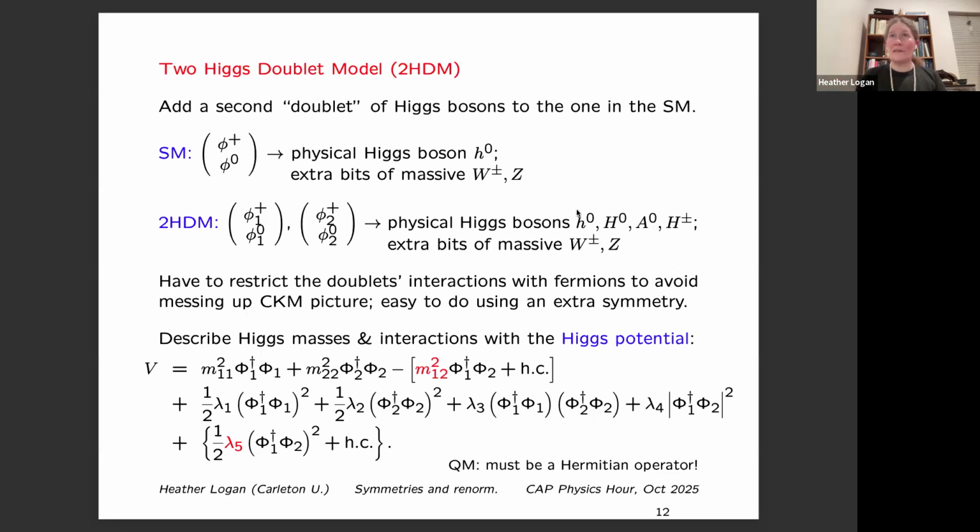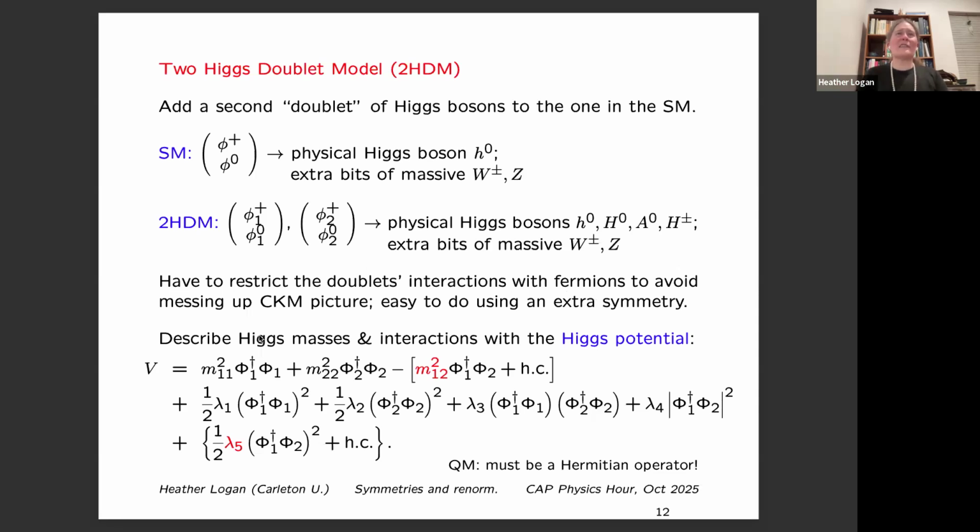So you still have the one that's been discovered, and then you have some extra ones which have not been discovered. They've been searched for at the Large Hadron Collider, and there are lower limits on their masses and stuff like that, but they haven't been discovered. Now you have to do some model building. You have to restrict how the doublets interact with fermions in order to avoid messing up the CKM picture of quark mixing, which is pretty well tested. It's easy to do that by using some extra symmetries.